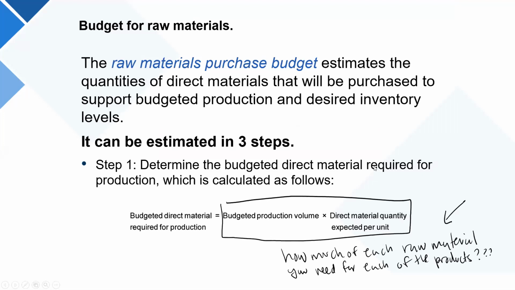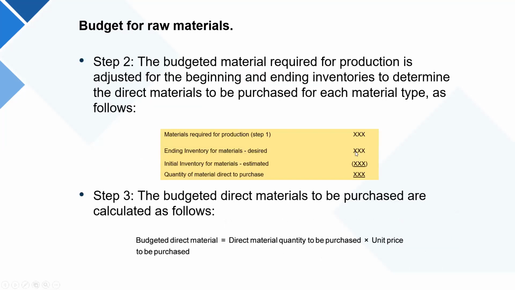Did all of you, other than Georgina, also find how much of each raw material you need for each of the products? Yes. Well, if you didn't, it's paragraph number 8. Okay, so now we need to work on the budget for the purchase of the raw materials. It's just two following steps.